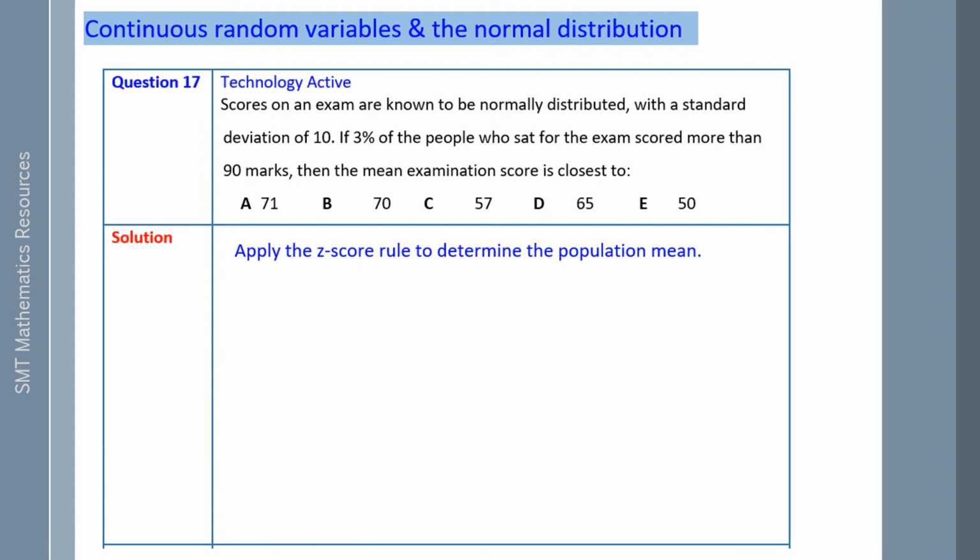So apply the Z score rule to determine the population mean. Recall your rule. Now, Z score was 1.881. The kids were getting 90 marks. I don't know the mean. The standard deviation was 10. Let's multiply both sides by 10. Now we'll rearrange. Mu comes over this side. We'll take 18.81 from both sides. That mean score was 71.19.